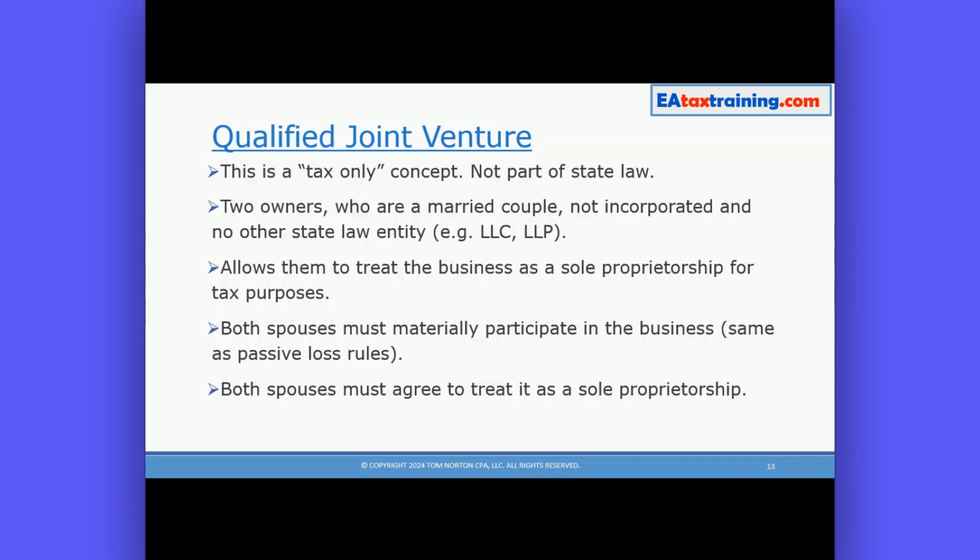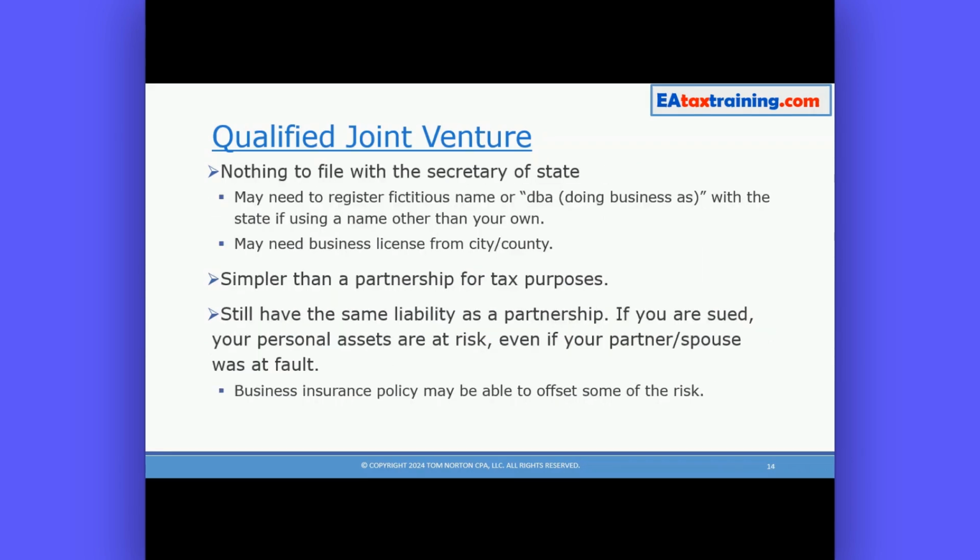Now, there are a couple other requirements, and that is that both spouses must materially participate in the business, and material participation is a concept that we talked about in part one when we talked about the passive loss rules. It basically means you need to work in the business a substantial amount during the year. So you don't have one spouse who works in the business and the other spouse is just a quote unquote silent partner who doesn't do very much. They have to both be actively involved in the business. And then both spouses must also agree to treat it as a sole proprietorship.